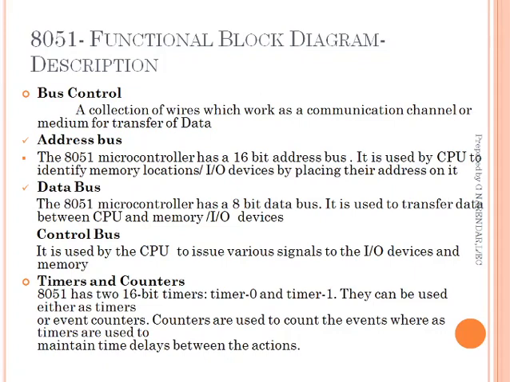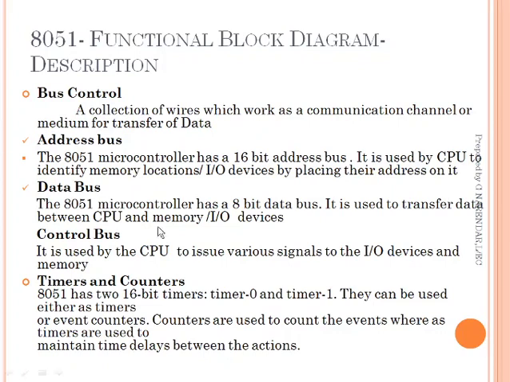Address bus is used by the CPU only to identify other devices by placing the address, and the address is 16-bit always. And data bus is used by either CPU or memory or IO devices to transfer data from one functional block to another functional block, and the width of data bus is 8 bit. The control bus is again used by the CPU only to issue various signals to your IO devices or memory.